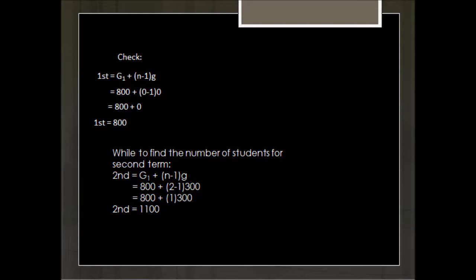To find the number of students for the second term, as I have explained a while ago, the second term is equal to g sub 1 plus the quantity of n minus 1 times g. So there is the value of g sub 1, which is the first term. So 800 plus the quantity of 2 minus 1, where 2 is the value of n. Then the value of g is 300. So 800 plus the quantity of 2 minus 1, we have 1, times 300, so the second term is 1100.